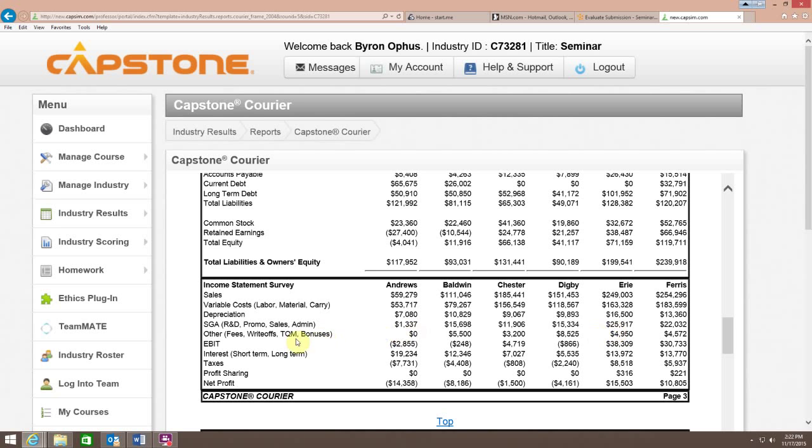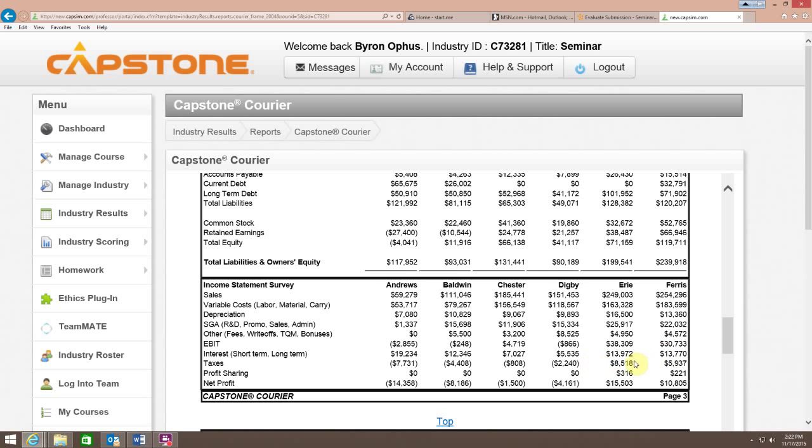So we come here, TQMs, Digby invested more this time. Erie scaled back on their TQM. That's interesting, but keep in mind they invested a hell of a lot in plant improvements, so possibly why they scaled back a little bit. Interest, big amounts as expected up here because they borrowed quite a bit. Andrews had a big amount, Baldwin did too, but that's because of emergency loans.